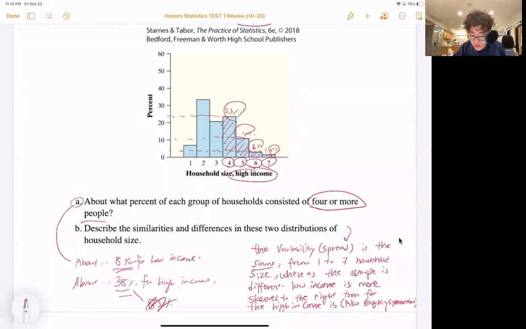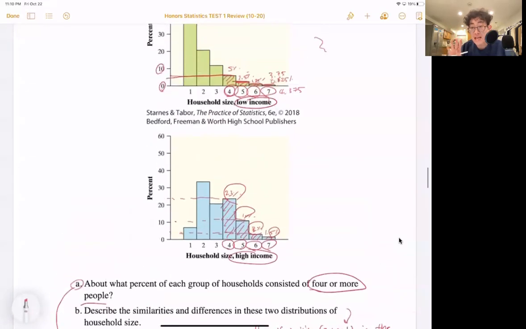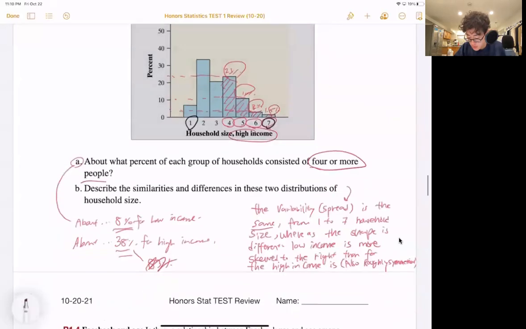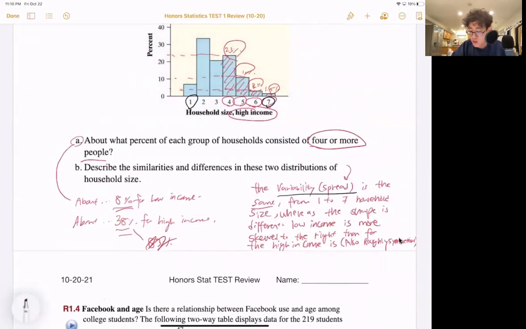Part B, describe the similarities and differences. I am only giving you one thing that I want you to tell me. The similarity between these two is simply the range of the household size. That's what I said right here. The variability. Always talk about SOCS here, okay? Because we're talking about distributions and we're trying to find the similarities and differences of distributions. Whenever you see distributions, I told you those 4 letters are your magic letters, best friends forever. So the variability, the spread, is the same because it's from 1 to 7 household members. I've specifically mentioned those numbers.